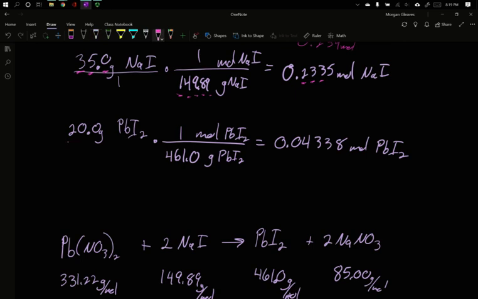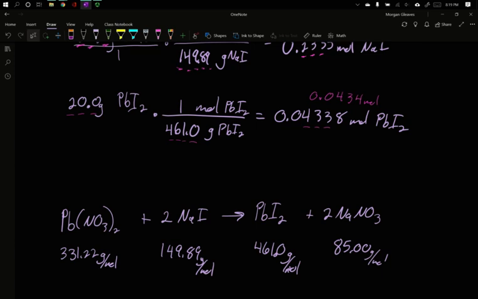Again, for sig figs, 1, 2, 3, 1, 2, 3, 4, we would keep 3. If you wanted to round at this point, 0.0434 mole of lead iodide. However, we're going to end up using these values. So let's take them down to the next bit here.